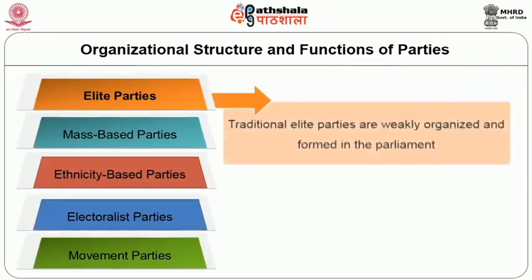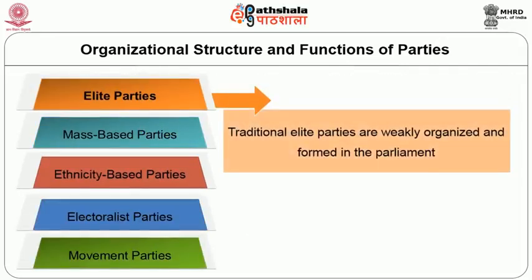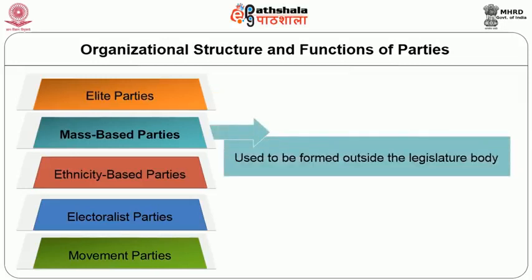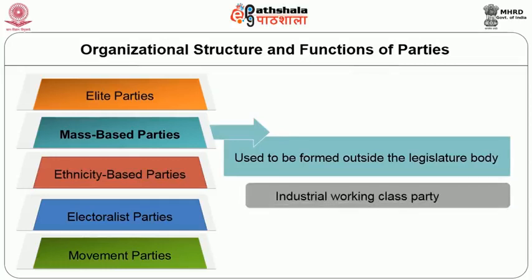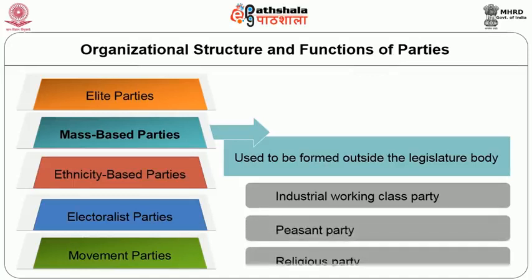The traditional elite parties are weakly organized and formed in the parliament. They mobilized support on the basis of their personal resources or through patron-client networks. Second, the mass party used to be formed outside the legislative body. Industrial working class party, peasantry party, religious party, etc. come under this category. These parties are well organized and have a mass membership.